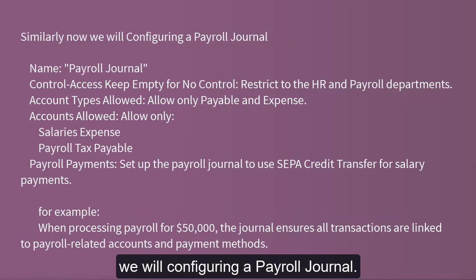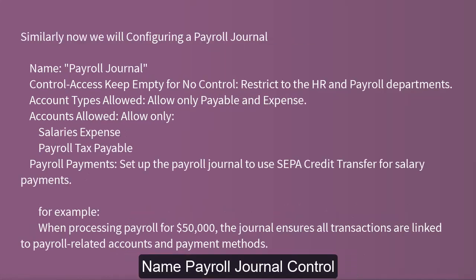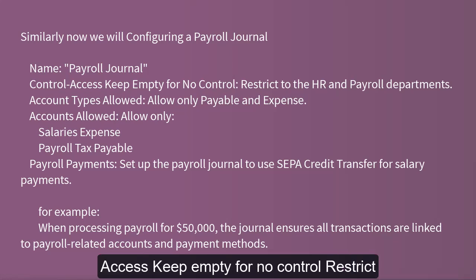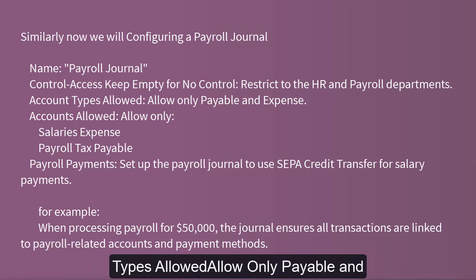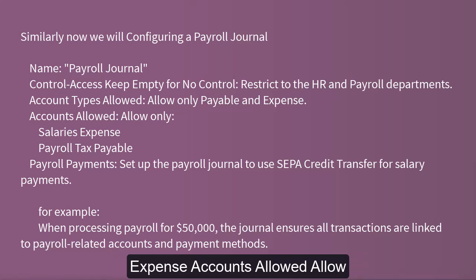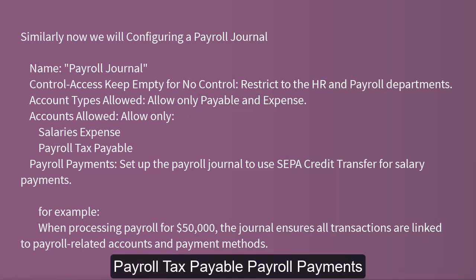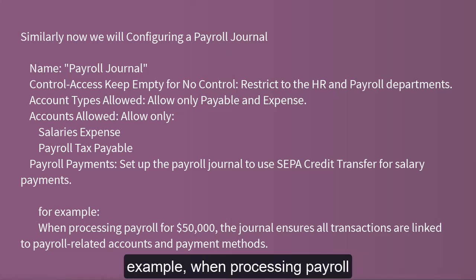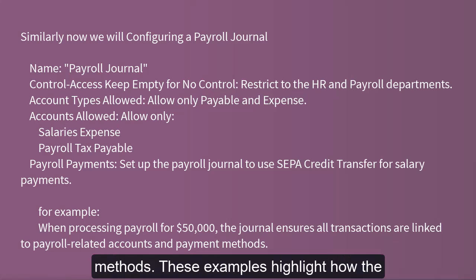Similarly, now we will be configuring a payroll journal. Name: Payroll Journal. Control access: keep empty for no control. Restrict to the HR and payroll departments. Account types allowed: allow only payable and expense. Accounts allowed: allow only salaries, expense, payroll tax payable. Payroll payments: set up the payroll journal to use SEPA credit transfer for salary payments. For example, when processing payroll for $50,000, the journal ensures all transactions are linked to payroll-related accounts and payment methods.